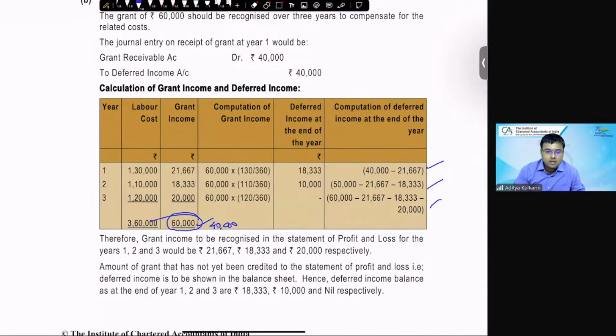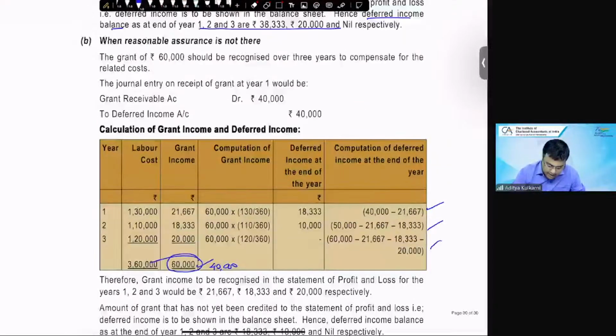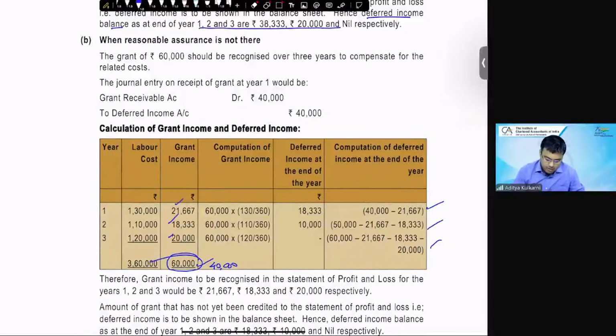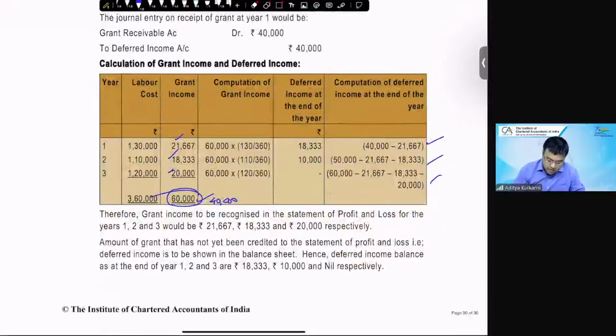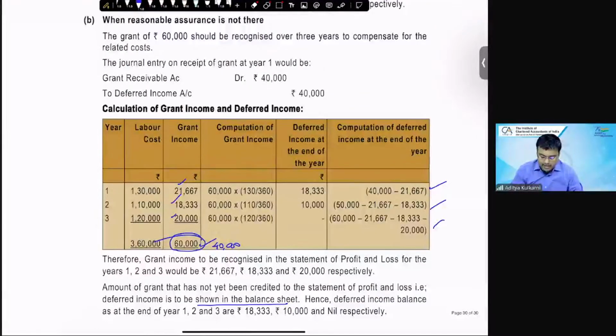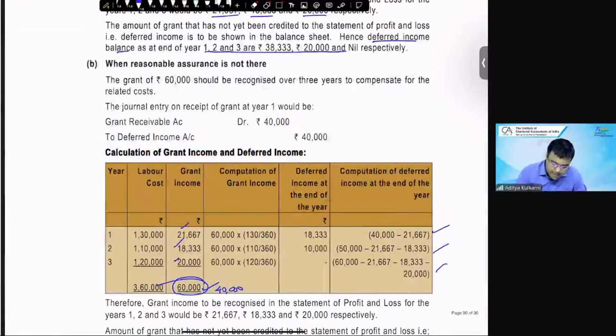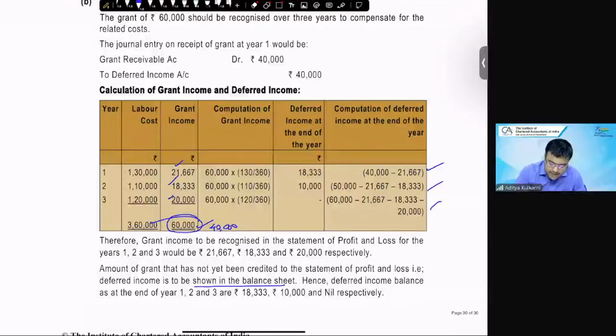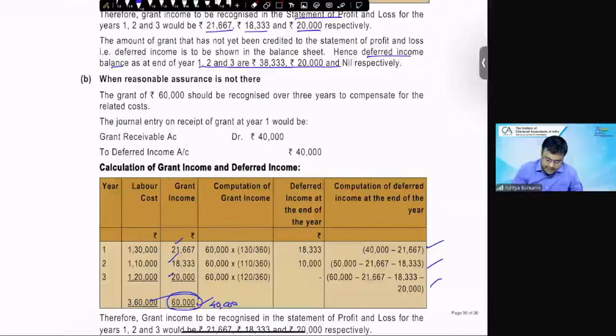What the institute has done is it has taken 60,000. It has gotten the grant income of 21, 18 and 20. Amount of grant that has not yet been credited to the statement of profit and loss is to be shown in the balance sheet. Hence, deferred income balance at the end of the year 1, 2 and 3 are 18,000, 10,000 and nil respectively. You can see here 38, 20 and 0. Here it is 18, 10 and 0.